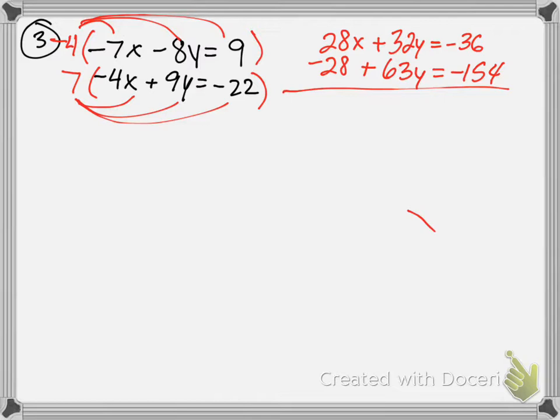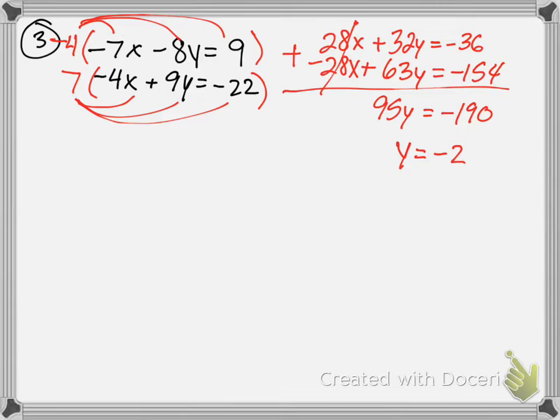So now that I have the same number and different signs, I'm going to just add them like I did in my very first problem. So my 28 x's cancel each other out. I can add my 32 and 63, and add the negative 36 and negative 154. Divide by 95 and we get y is a negative 2.